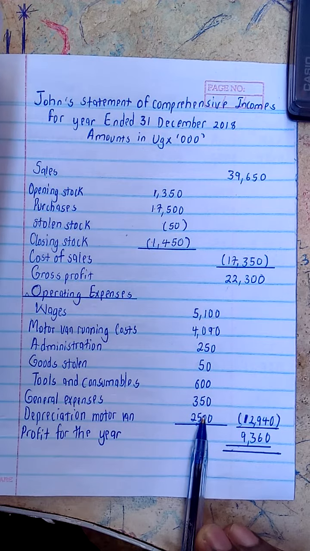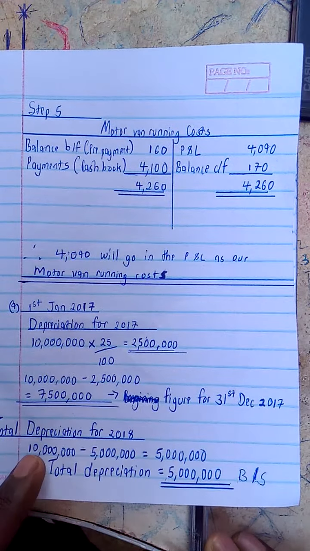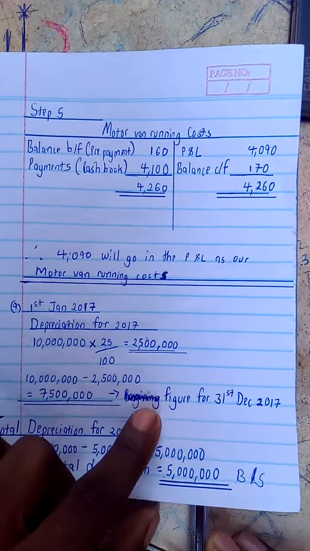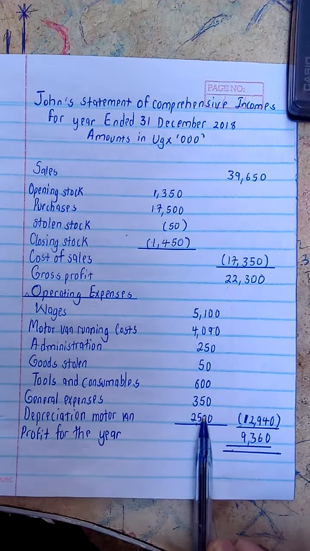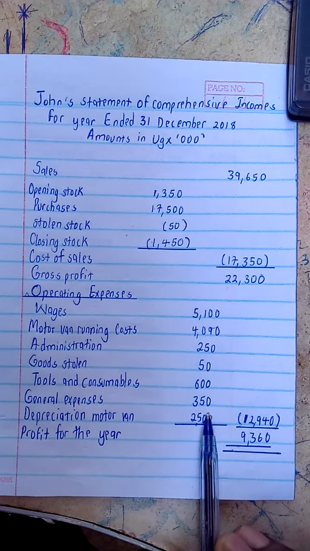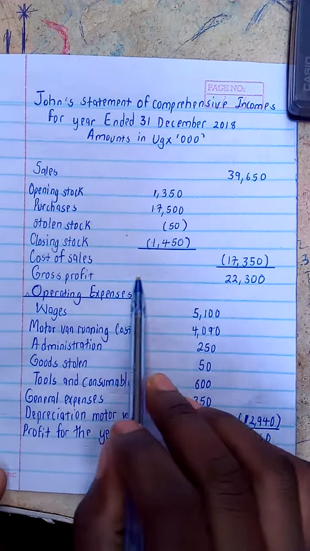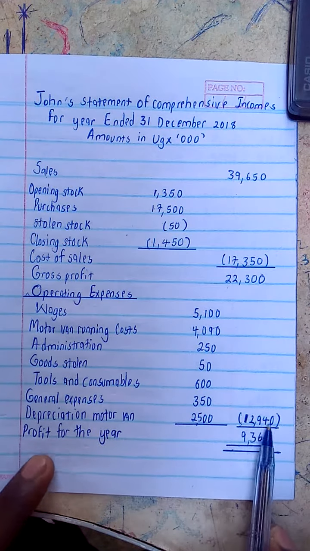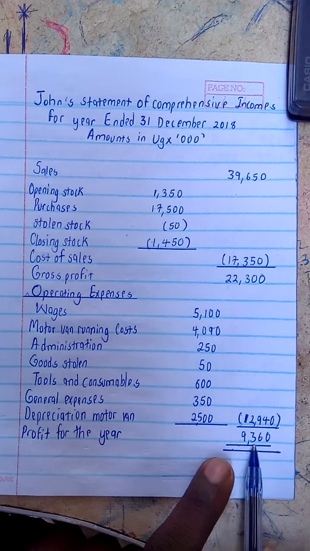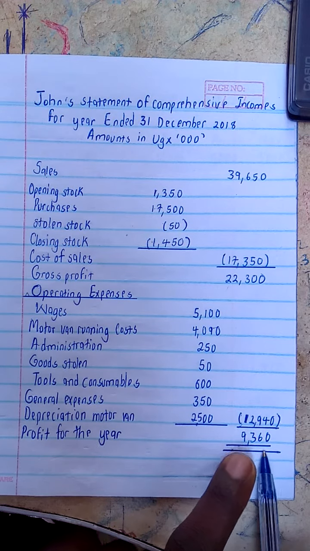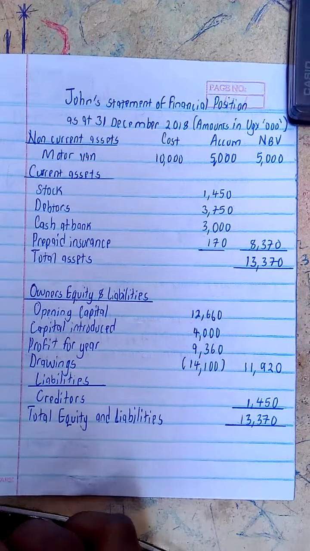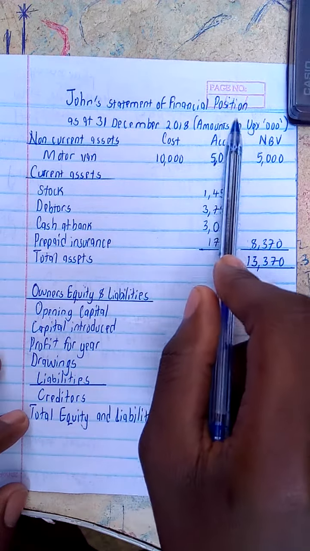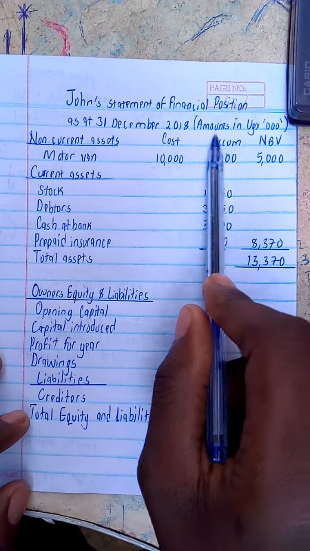Remember, they said using straight line method. So after I get to know that this is the depreciation which is charged per year, even 2018 it's going to be charged, which is what I bring here. And after getting the gross profit minus the operating expenses, I'm going to get this amount. So profit for the year is going to be this amount, 9,360.